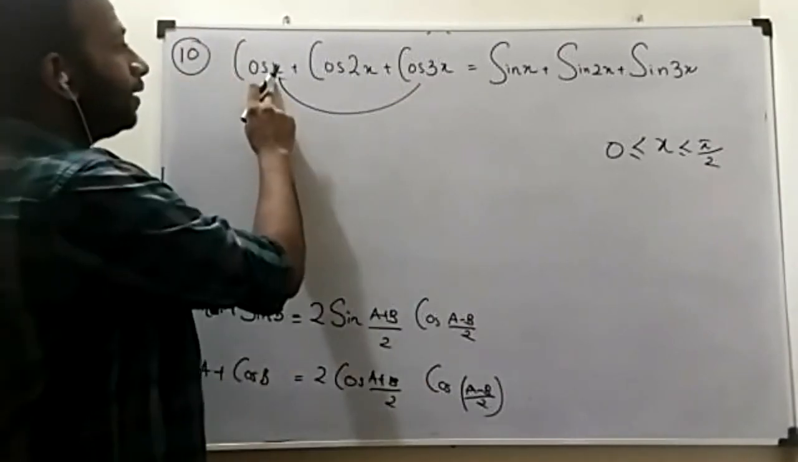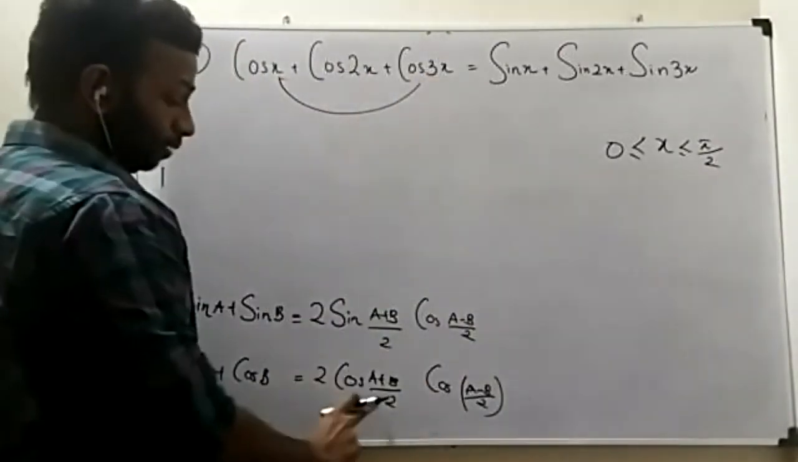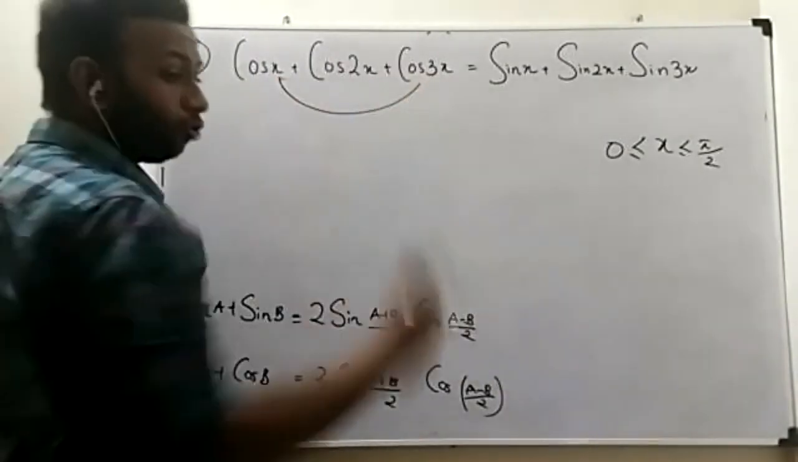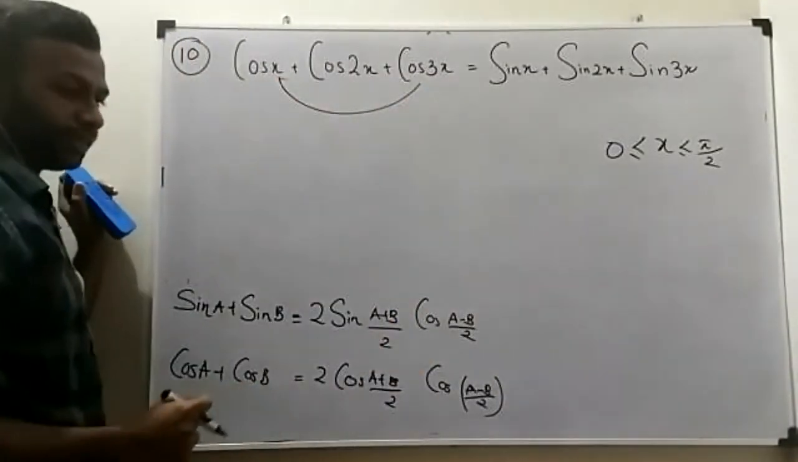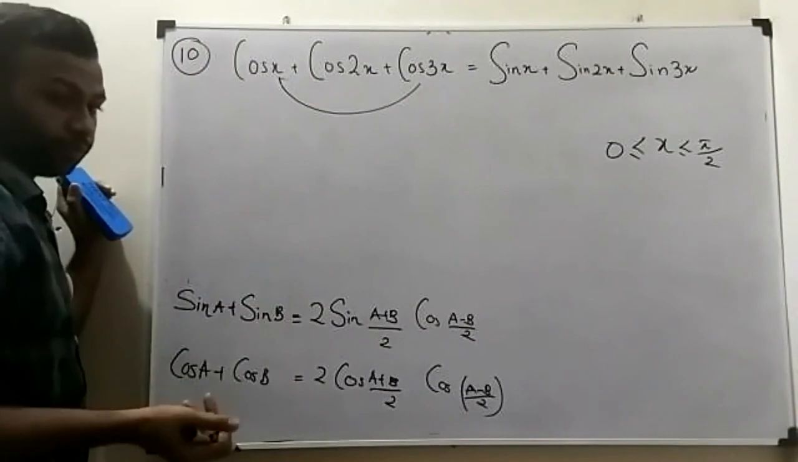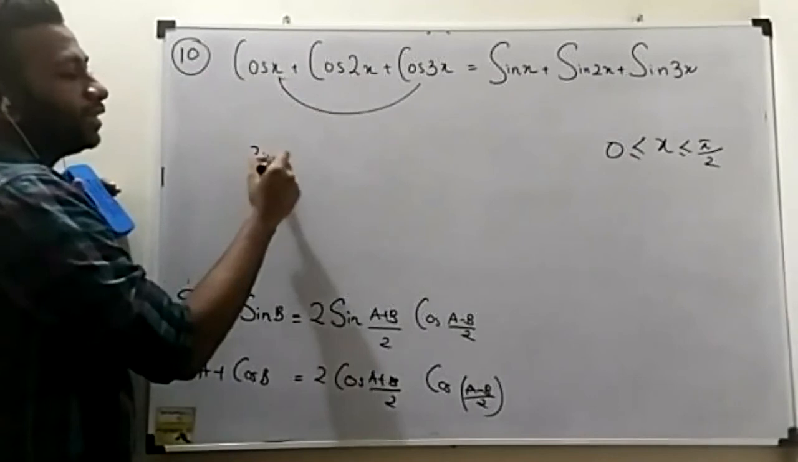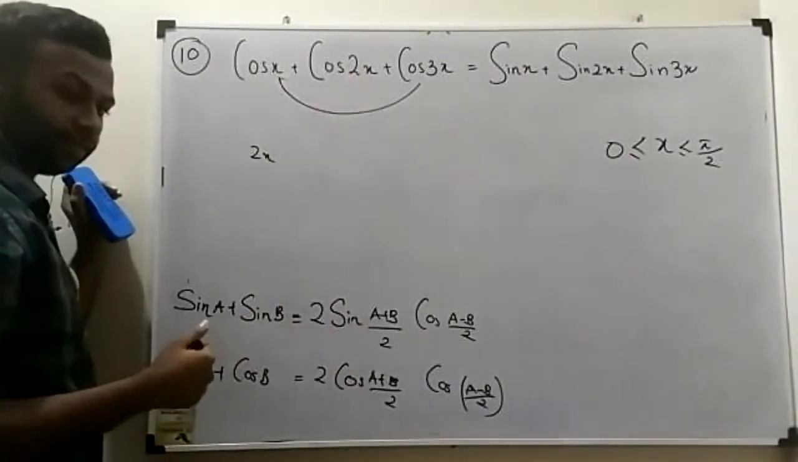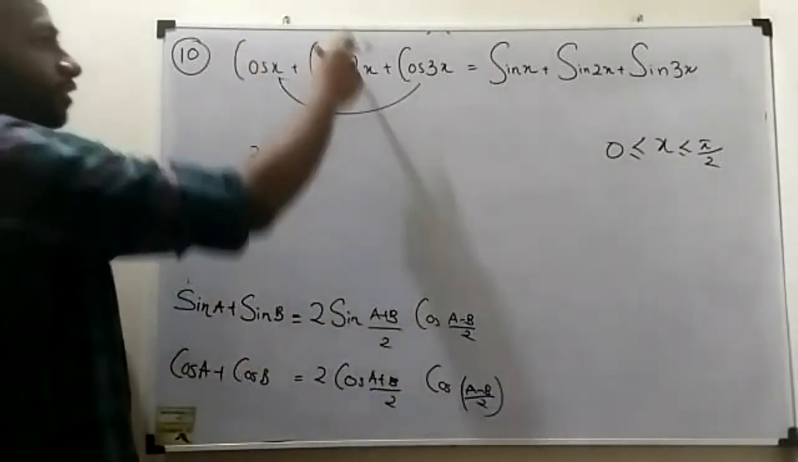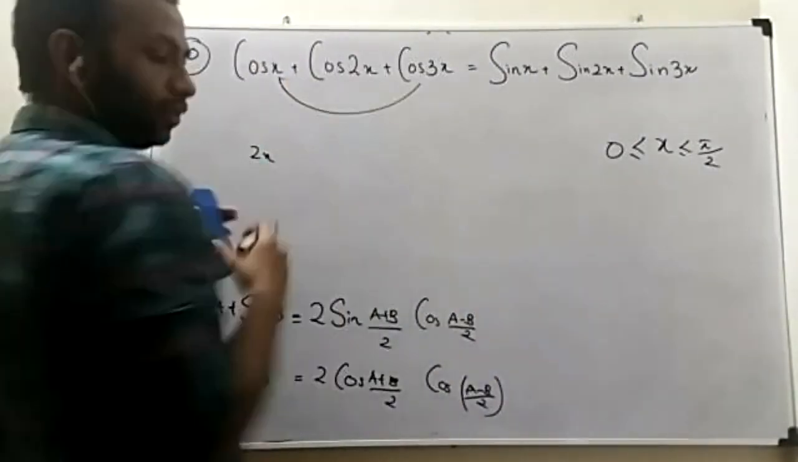Now a plus b over 2 would be x plus 3x, which is 4x, divided by 2 is 2x, and the other one would be x. Now you can see there's a 2x here, and if we get 2x here as well, we can take that common. So instead of doing the first two, we'll do the first one and the third one.